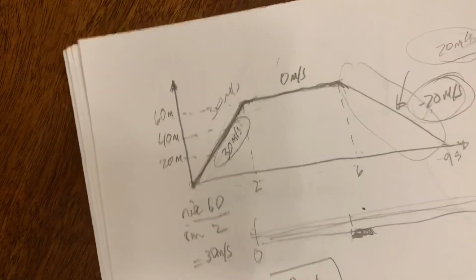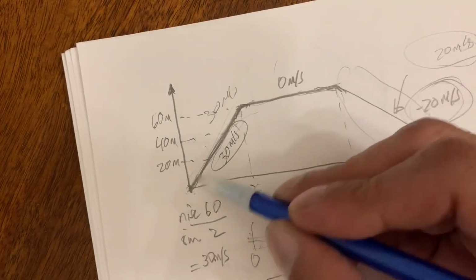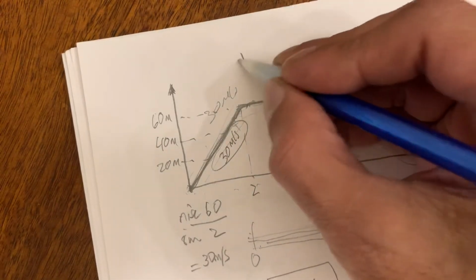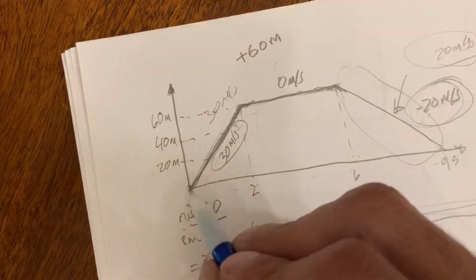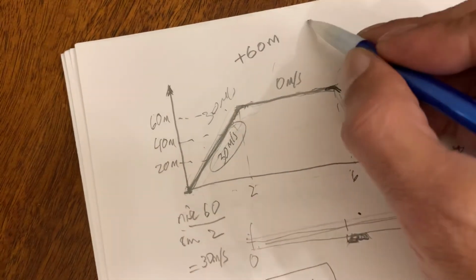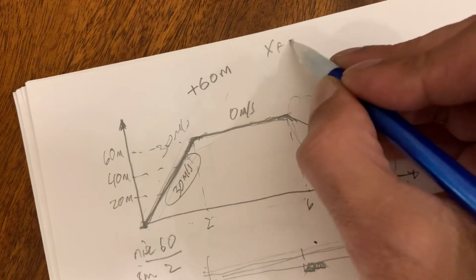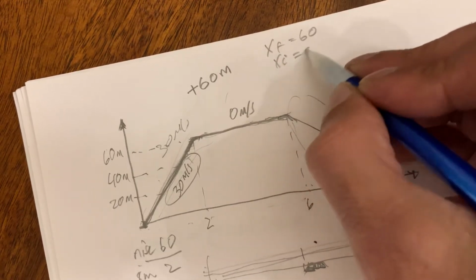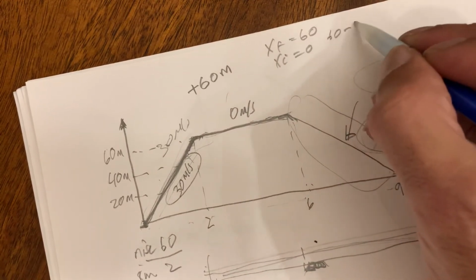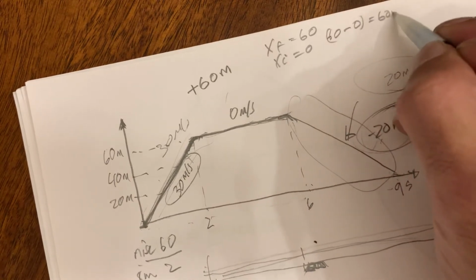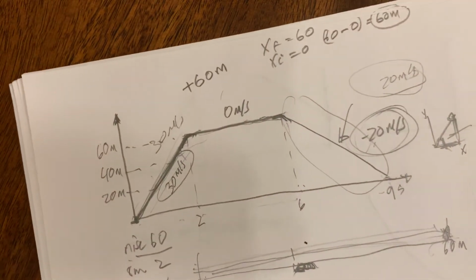So if I asked you, what's your displacement here? You would say, well, my displacement was plus 60 meters because I went from 0 to 60. My final position is 60. My initial position is 0. 60 minus 0 is 60. And so that's my displacement.